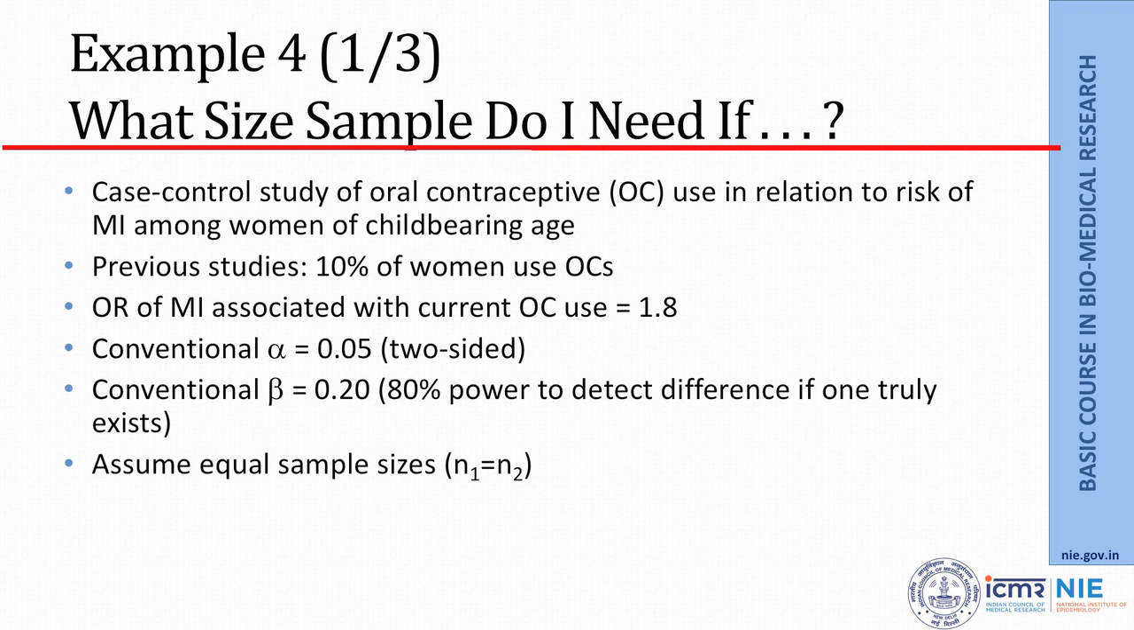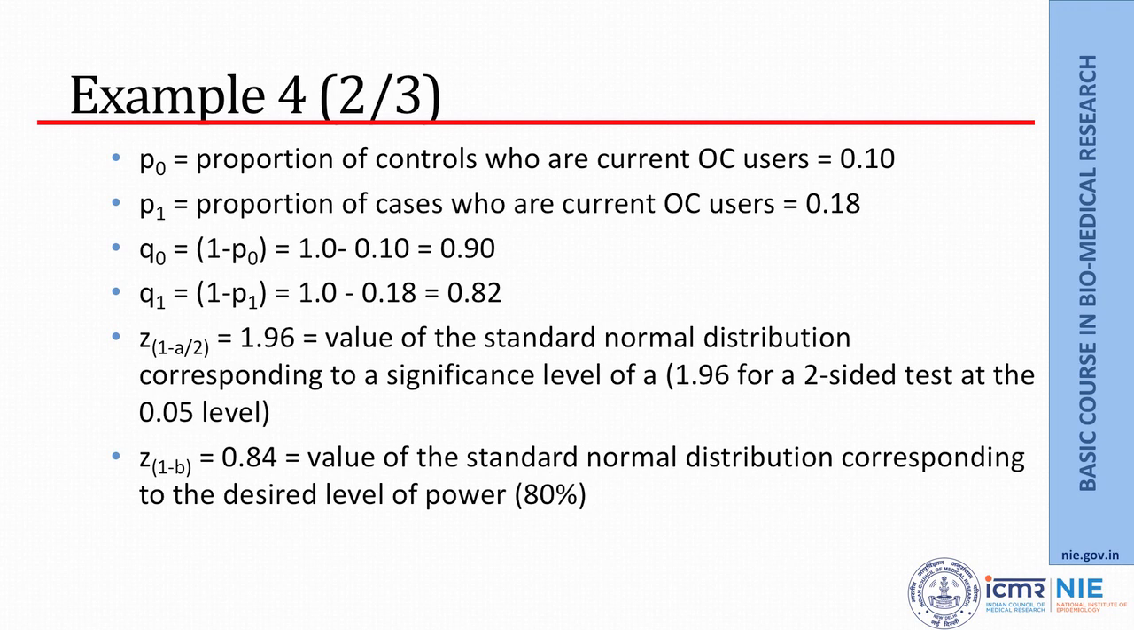Then the other thing is conventional alpha is 0.05, conventional beta is 0.20, and assuming equal size for case and control. And so you have all these parameters. P naught is equal to the proportion of controls who are current OC users, which is 0.1. P1 is equal to the proportion of cases who are current OC users, and that is 0.18. Q naught is 0.9 and Q1 is 0.82. Z alpha is 1.96, Z beta is 0.84.